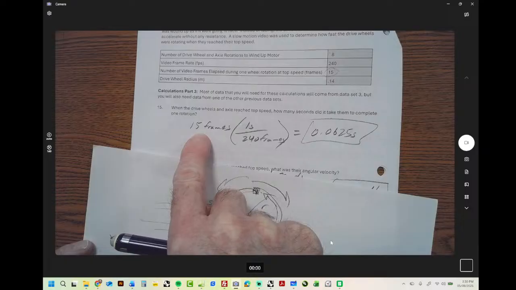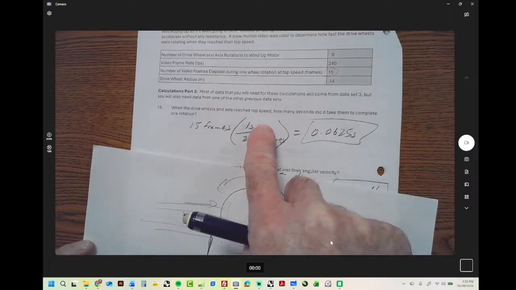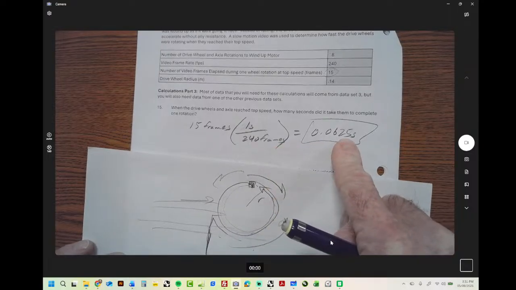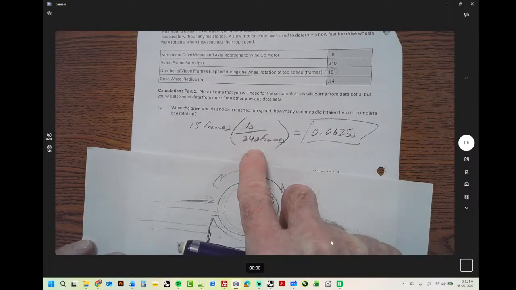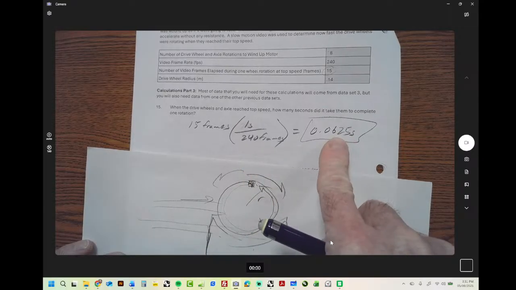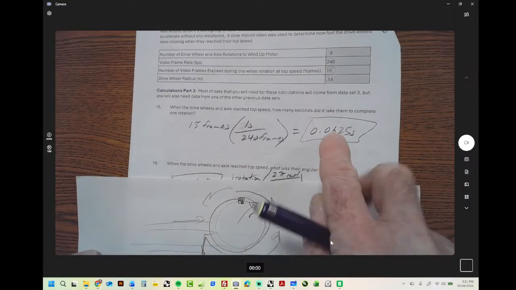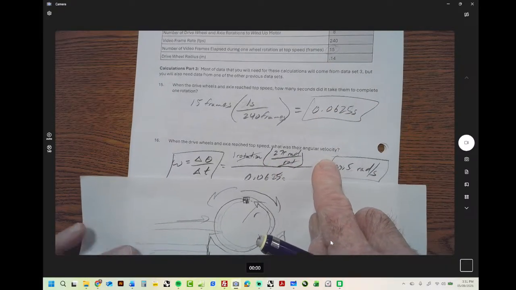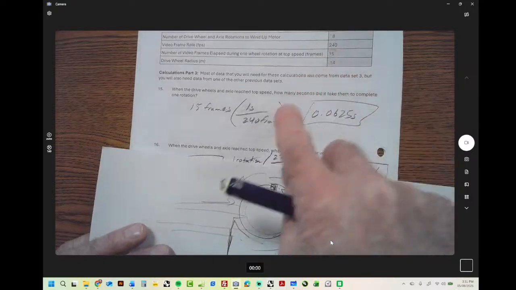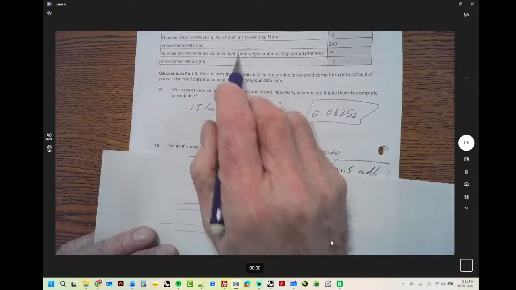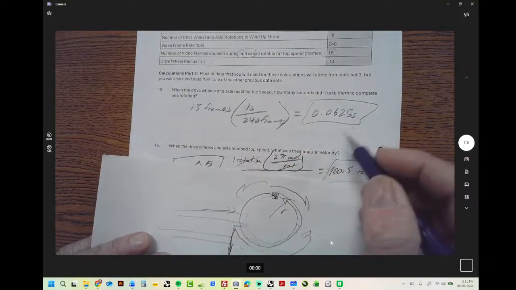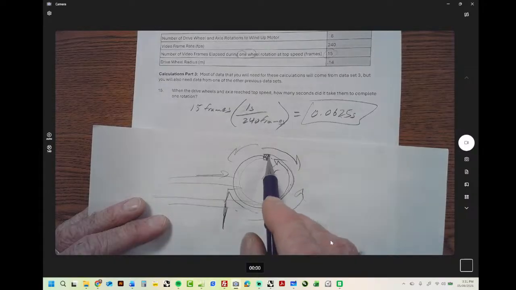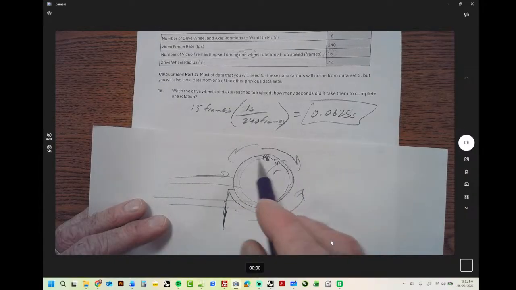First question is, how many seconds did that take? So 15 frames times 1 second per 240 frames, that cancels out the frames. We get the number of seconds. One frame is 1/240th. So basically this is just 15/240ths of a second. What was their angular velocity at that time? This is the time for one wheel rotation to occur. So it's rotating one full time in this much time. And one rotation is 2 pi radians.